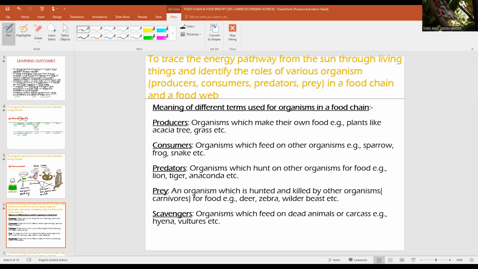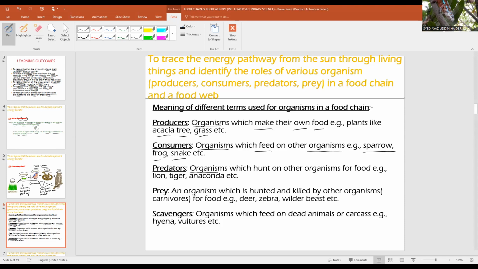Meaning of different terms used for organisms in a food chain. Producer. Organisms which make their own food are known as producers. Example, plants like acacia tree, grass, etc. Consumers. Consumers are organisms which feed on other organisms. For example, sparrow, frog, snake, etc.